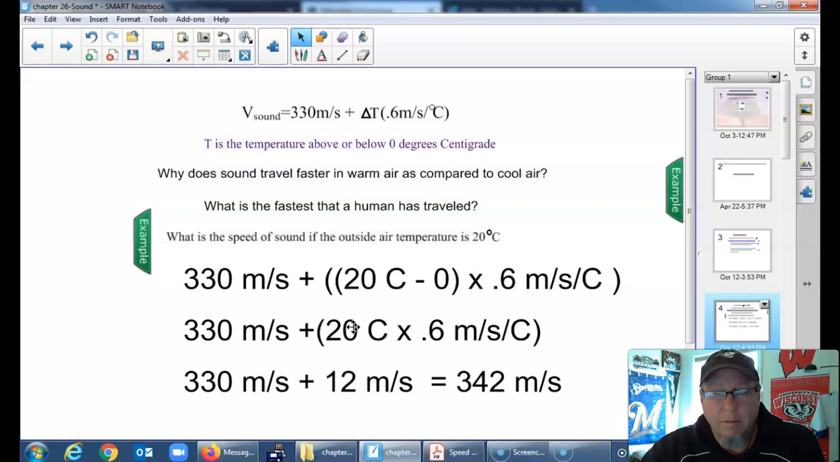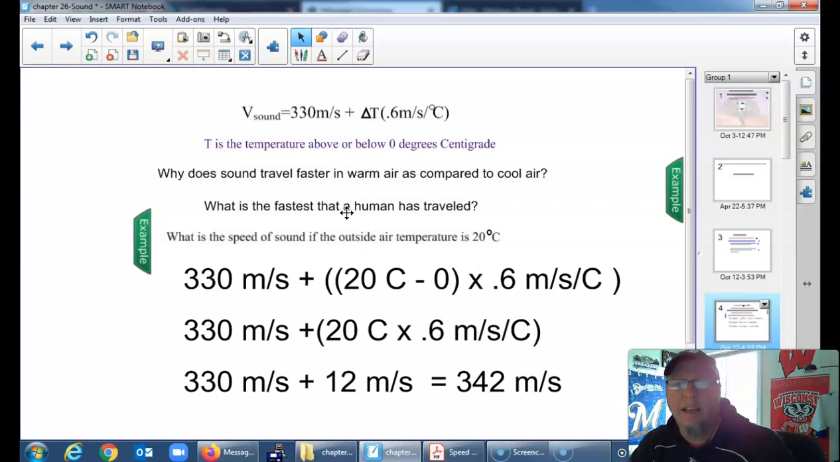And then once I have that, I'm going to take the 20 times the 0.6, because that's in parentheses. And when I take 20 times 0.6, I got 12. So 330 plus 12 equals 342. The Celsius and the Celsius cancel here, if you're wondering where that Celsius went to. And that's going to be the answer.